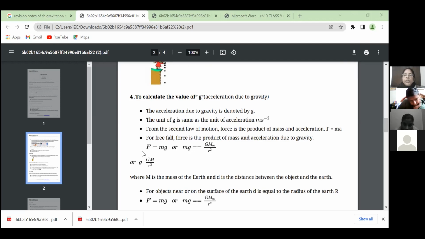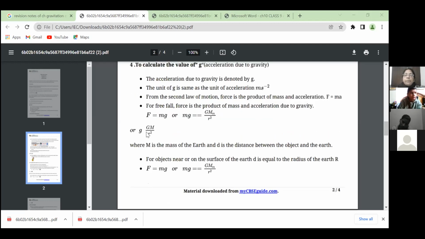And you already know that the force of gravitation is equal to capital G into M into m upon R square. So we can say that if we cancel small m, that is the mass of the object, from both sides, the gravity becomes what? Capital G into M upon R square, where M is the mass of the earth and R is the distance between the object and the earth.